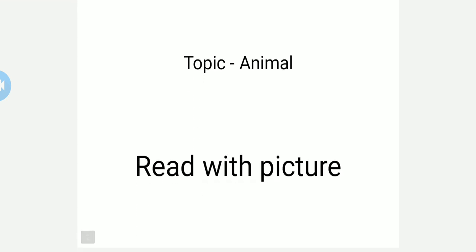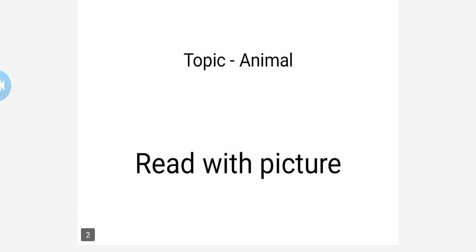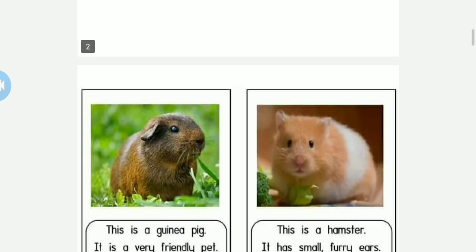Topic: animals, read with pictures. Today we are going to read some information about animals and we will try to inculcate and understand more new words about the various animals. Different animals and their information will give you more enriched vocabulary about nature. So let's begin.